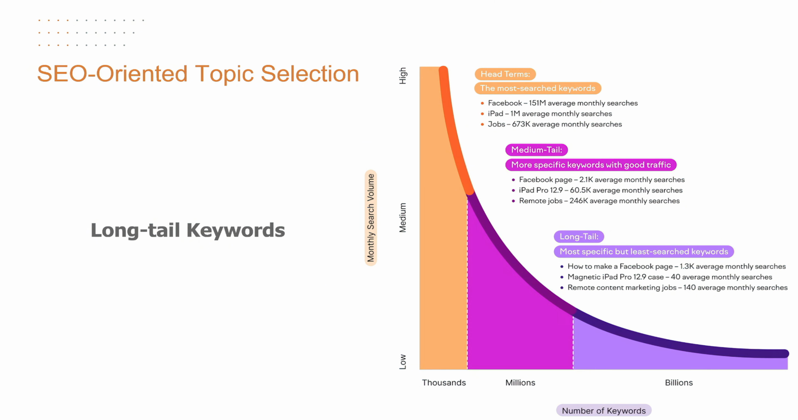For example, if your target keywords are Facebook, iPad, and jobs, long tail examples would be how to make a Facebook page, magnetic iPad case, or remote marketing jobs. Okay, that's all for long tail keywords. Now let's check out Google Trends.